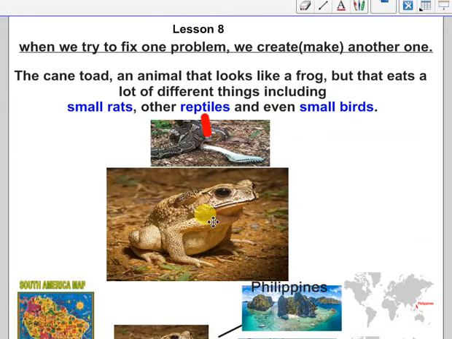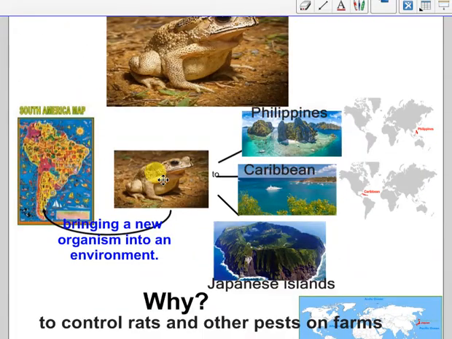This cane toad, like a big frog, eats different things like small rats and reptiles and small birds. Okay, this cane toad controls the number of rats. It eats rats and other pests on farms, pests like worms or insects. This cane toad can benefit our environment by controlling the number of rats and other pests on farms.